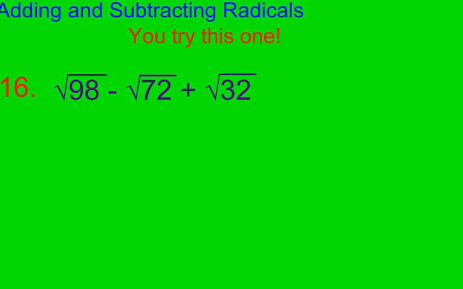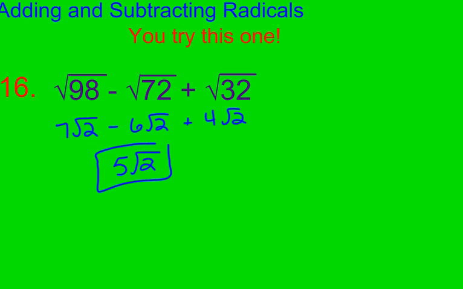Hopefully for 16, for the square root of 98, you got 7 root 2 because it's 49 and 2. Minus the square root of 72 would be 6 root 2, 36 and 2. And 32 is 16 and 2, so it would be 4 root 2. So when I add those numbers together on the outside, I'd have 7 minus 6, which is 1. 1 plus 4 is 5. So hopefully you got the answer 5 root 2.